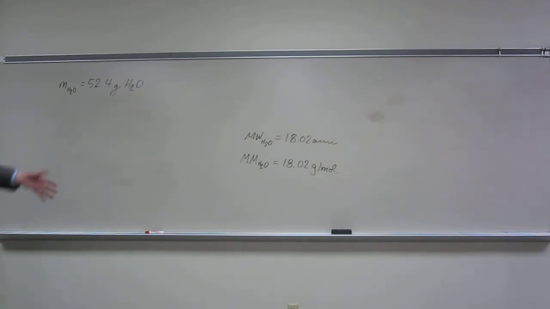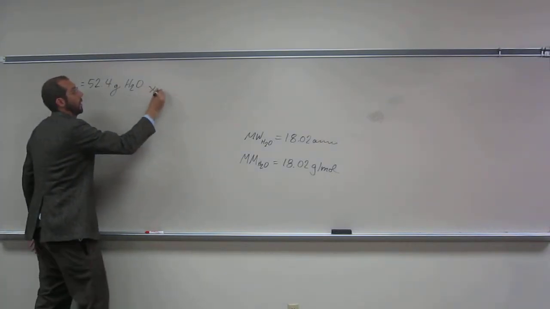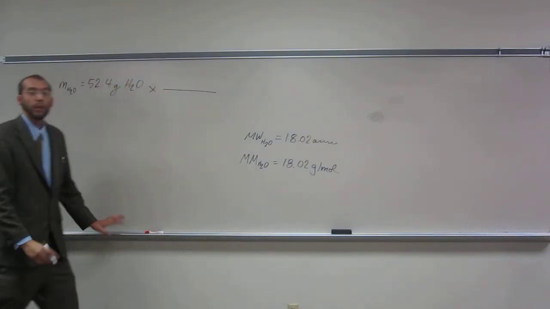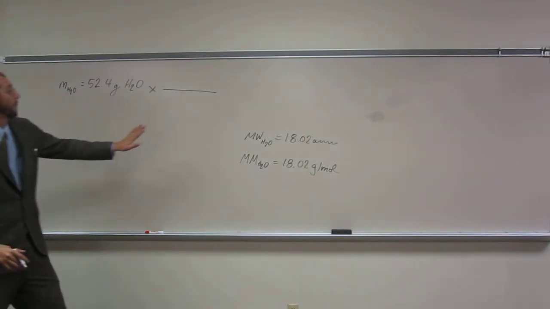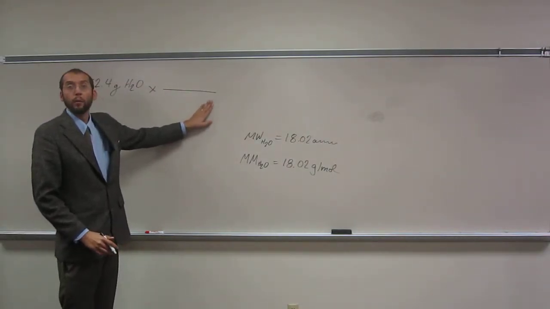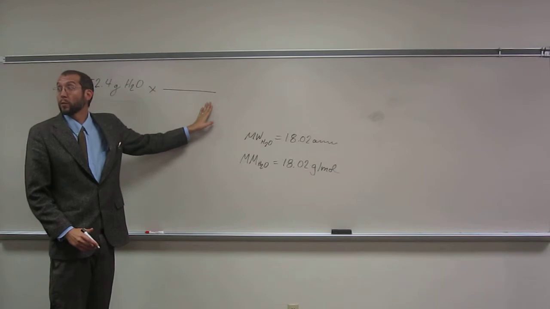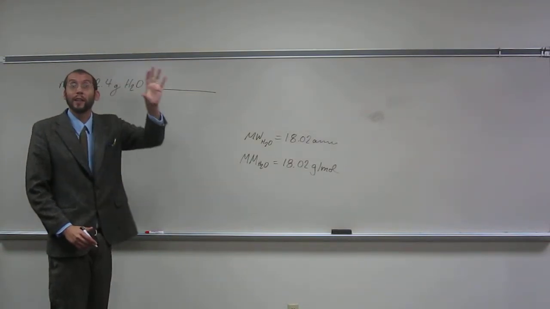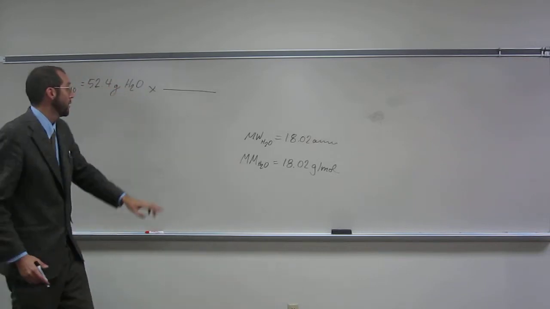Or multiply by the ratio, right? Multiply by the ratio. And what ratio would that be? What would be on the bottom here? 18.02 grams, right? 18.02 grams. Why? Because we have to cancel out the grams. So what are we doing with this thing?